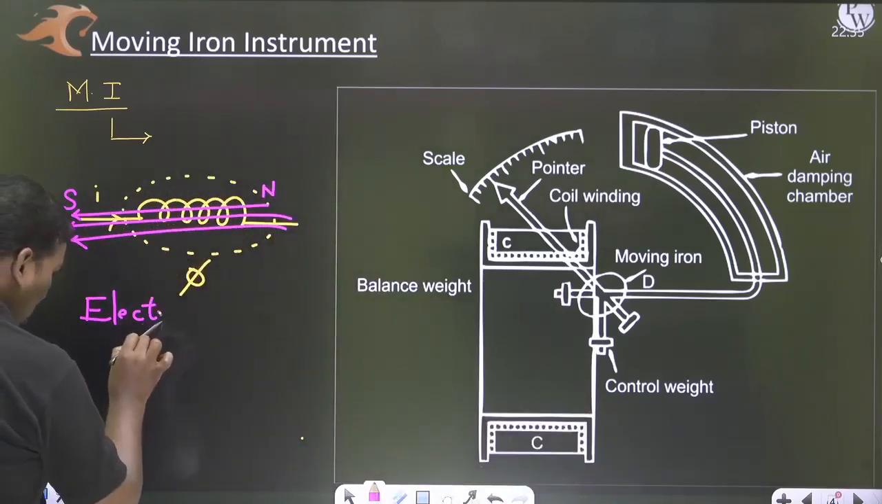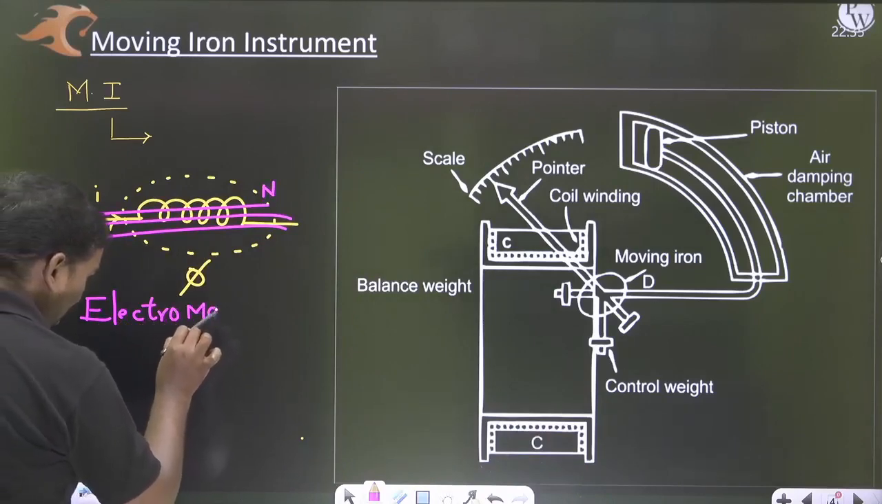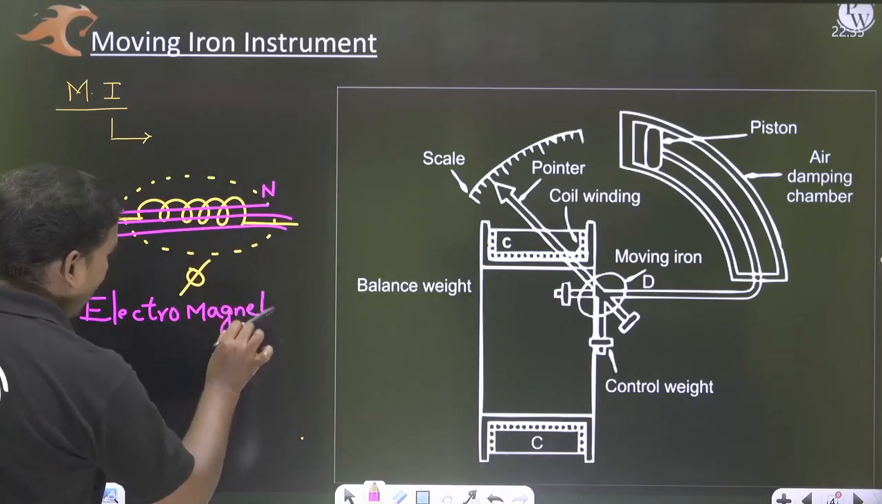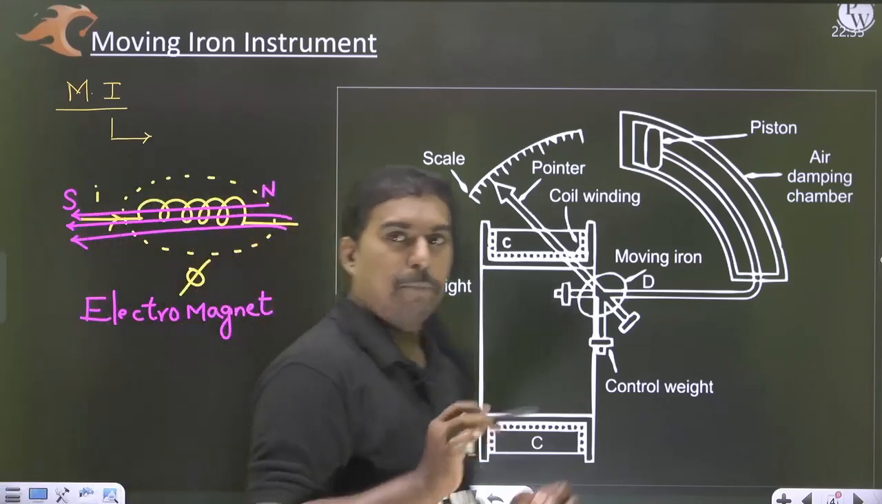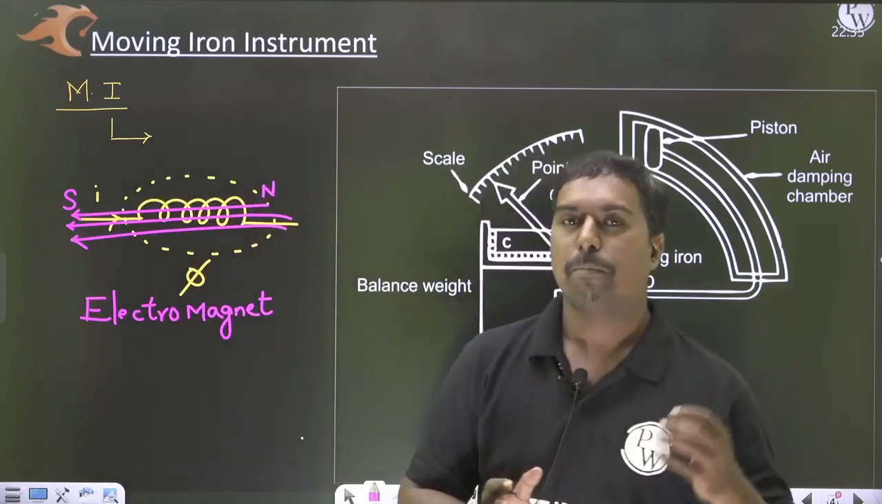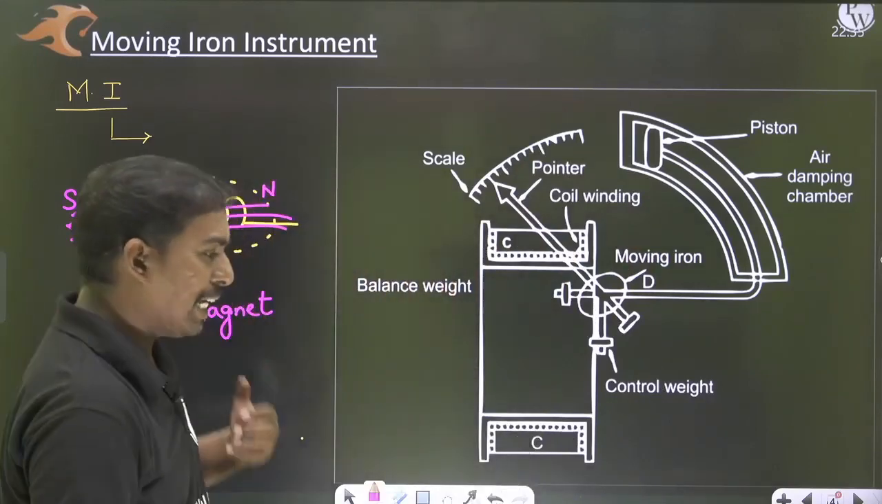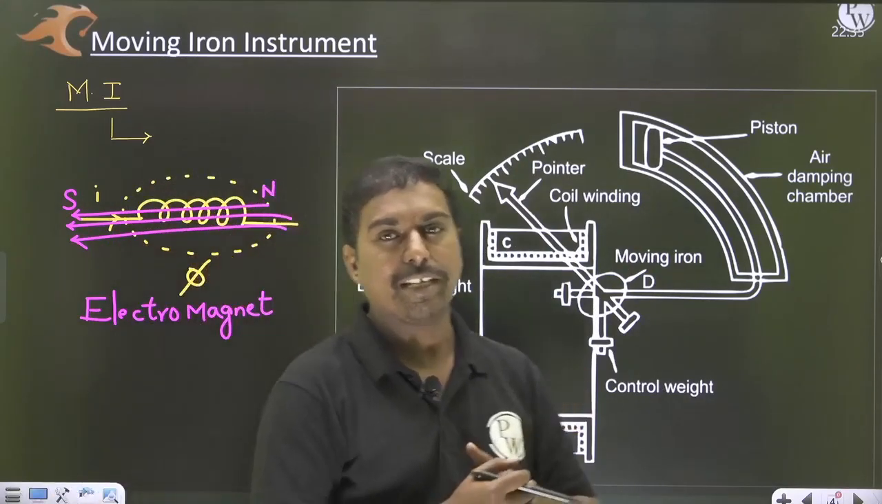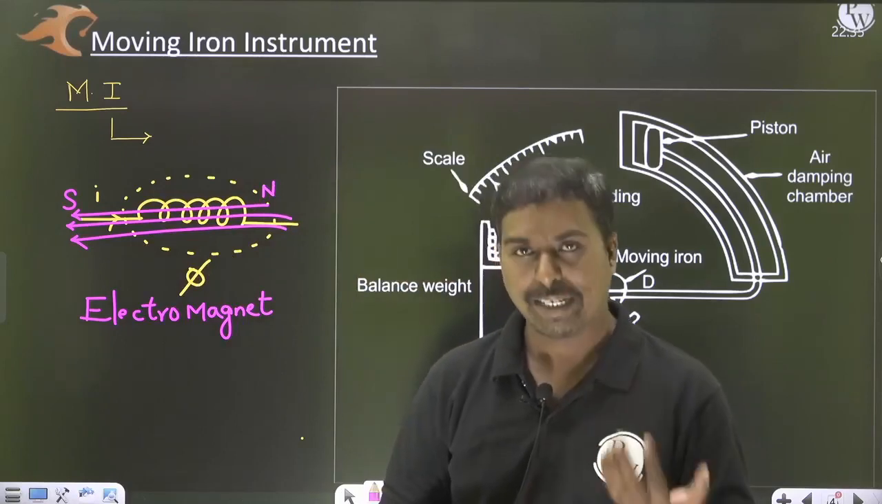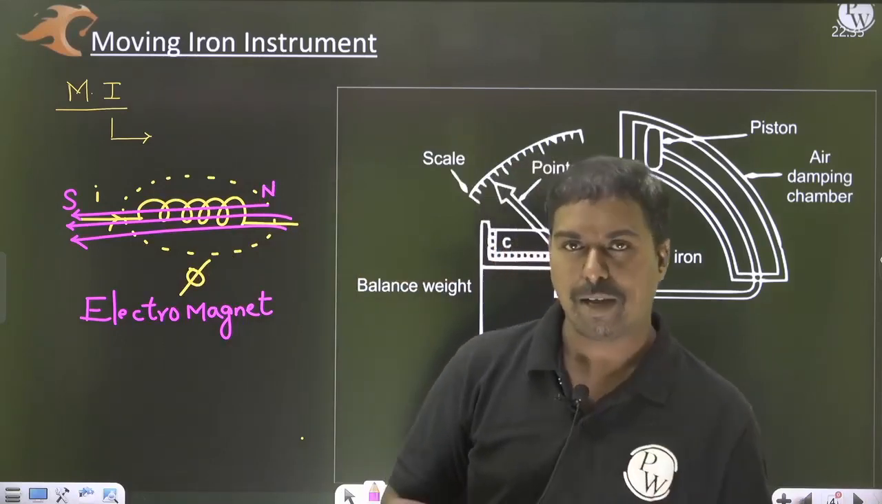What do we call this? We call this an electromagnet. This is the first difference with reference to PMMC. In PMMC we are using a permanent magnet, whereas here we are using an electromagnet. In an electromagnet, only when the current is there is there a magnetic flux. When there is no current, there is no magnetic flux.